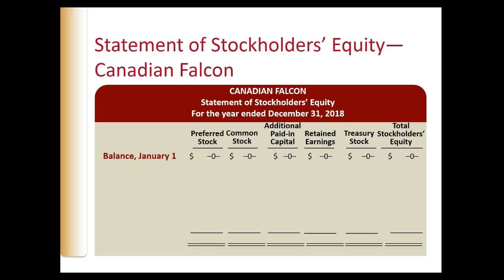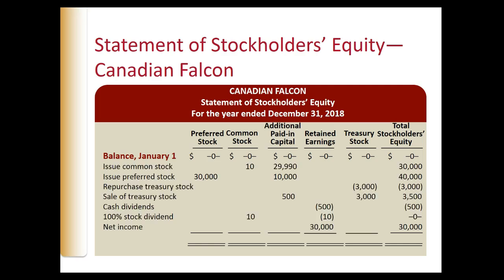Now on this slide, as you see here, each of the beginning balances is 0 because this is the first year of operations. The beginning balances for the following year, on January 1st of 2019, are the same as the ending balances for this year, December 31st, 2018.